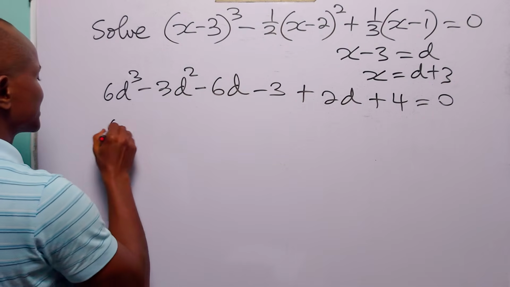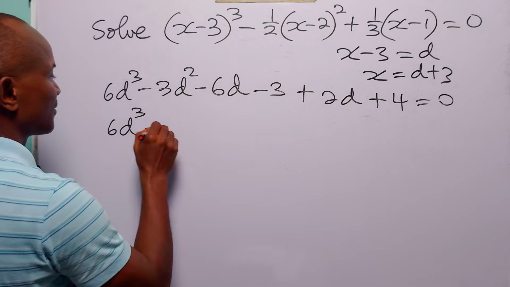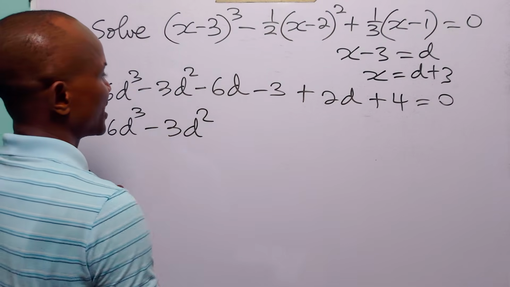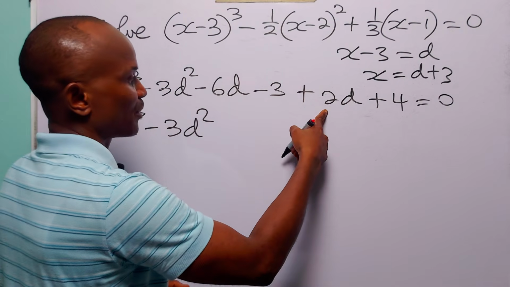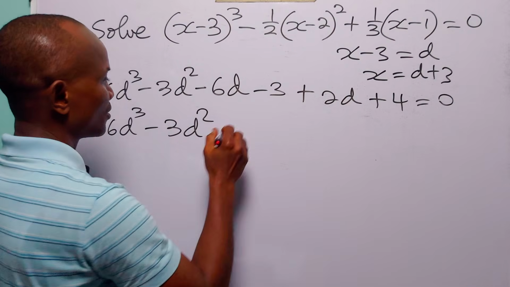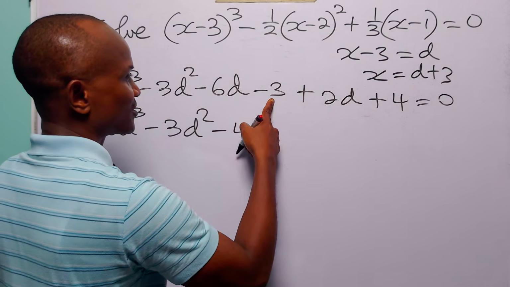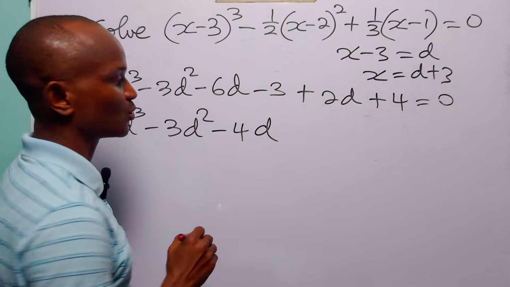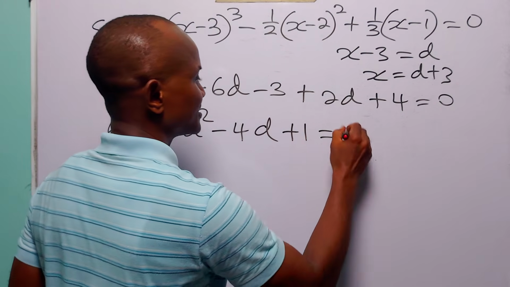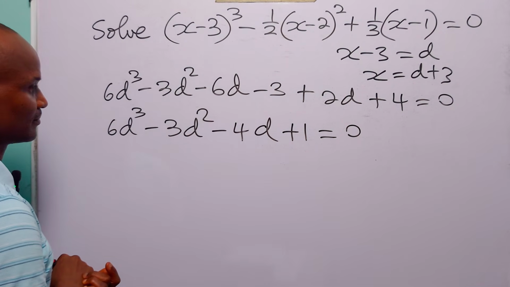And from here we have 6d cubed minus 3d squared, minus 6 plus 2 is equal to minus 4. So we have minus 4d. Minus 3 plus 4 is equal to 1. So we have plus 1, and this is equal to 0.